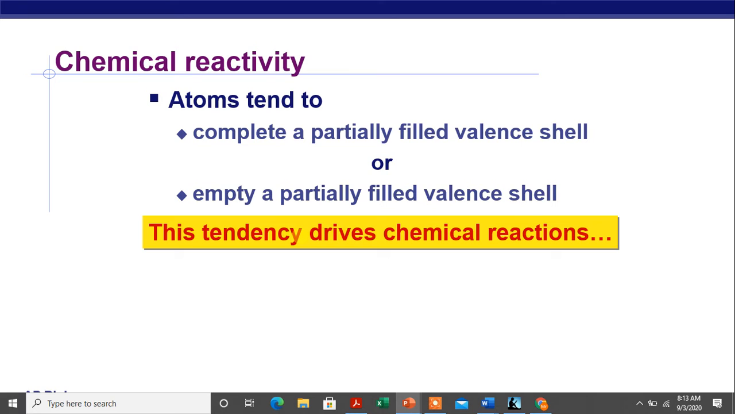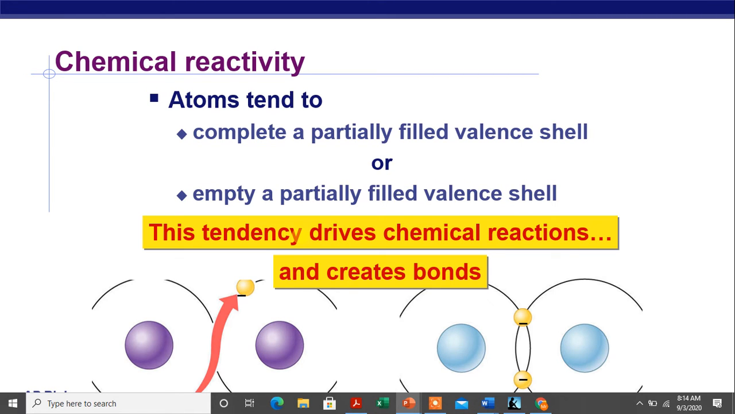And that drives chemical reactions because chemical reactions occur such that elements that have almost an empty shell can get rid of them, and elements that have an almost full shell can fill them. And they do that by creating chemical bonds or rearranging the distribution of electrons between elements so that they're all fulfilled by either sharing, right here, these atoms are sharing electrons, or gaining or losing electrons.